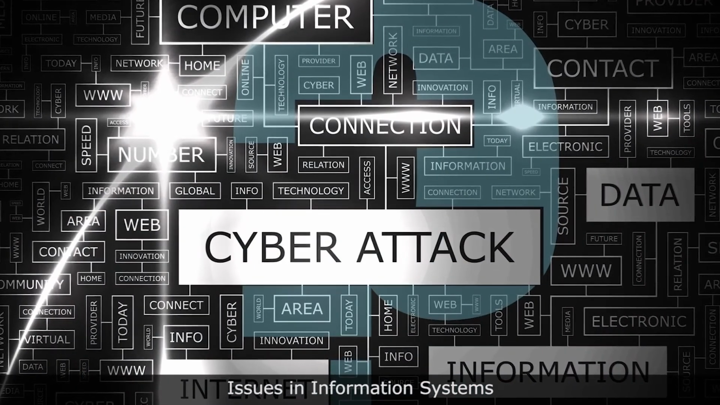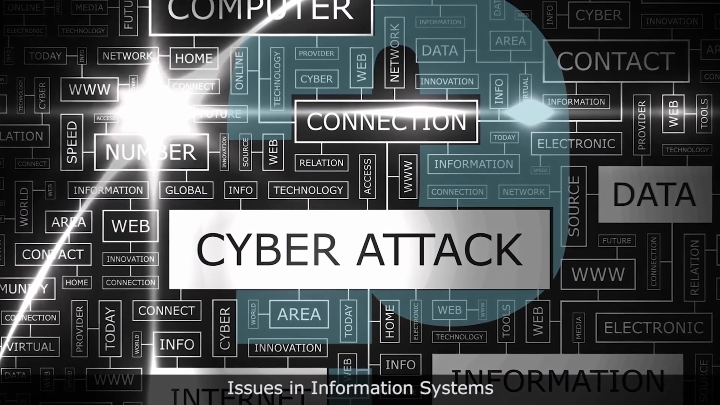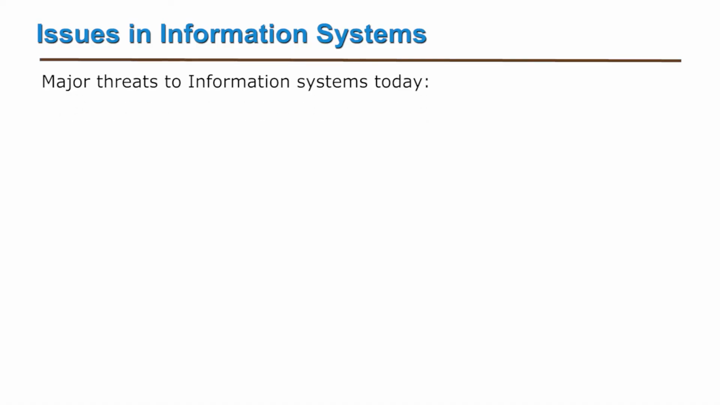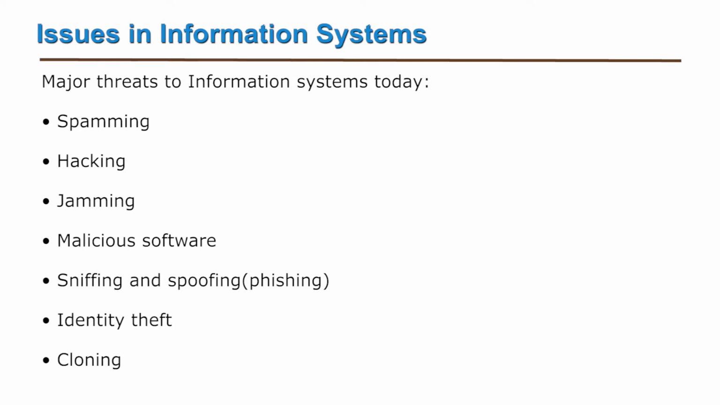Therefore, information systems move into a more threatened state during the exposure of the telecommunication networks. The major threats to information systems today are spamming, hacking, jamming, malicious software, sniffing and spoofing, identity theft, and cloning. All the above mentioned threats are explained in detail in a later section. In summary, the important point to be noted here is that security is a major challenge in information systems.